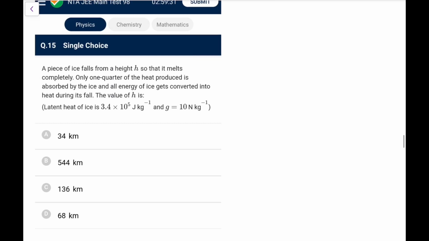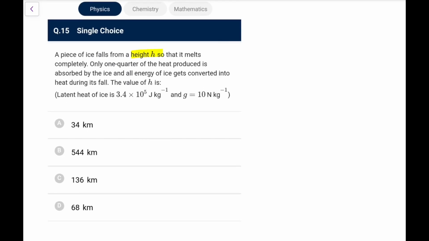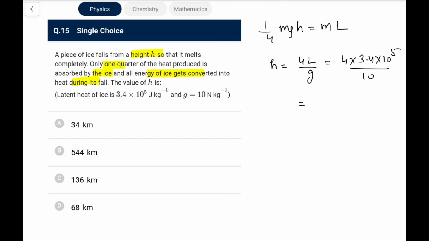Next one. A piece of ice falls from a height h so that it melts completely. Only 1/4 of the heat produced is absorbed by the ice, and all of the energy of the ice gets converted into heat during its fall. The value of h is going to be, so I can say 1/4 of mgh is equal to mL. So the value of h is going to be 4L by g. L is 3.4 into 10 to the power 5 and g is 10. So it is 4 into 3.4, that is 13.6 into 10 to the power 4 meters, or you can write it as 136 kilometers. It's a great height, 136 kilometers. Next one.